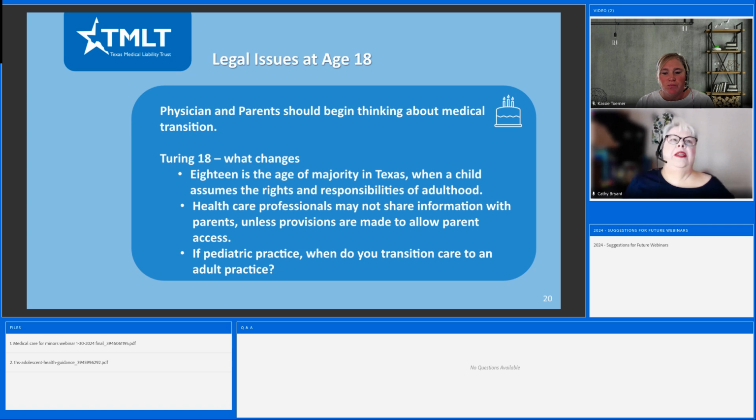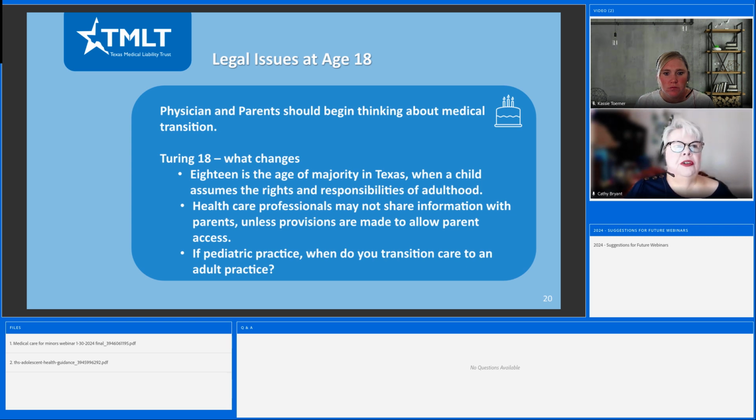So when a child turns 18, I guess they're not really a child at 18. When your patient turns 18, things change dramatically. There are some legal issues around the patient turning 18, and you may want to start thinking about these ahead of that change.